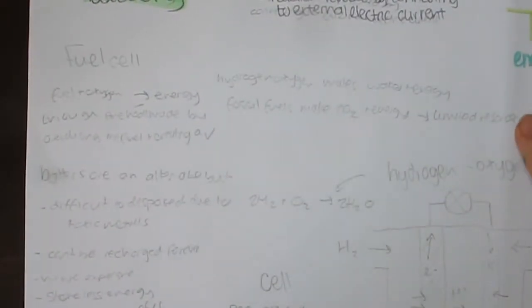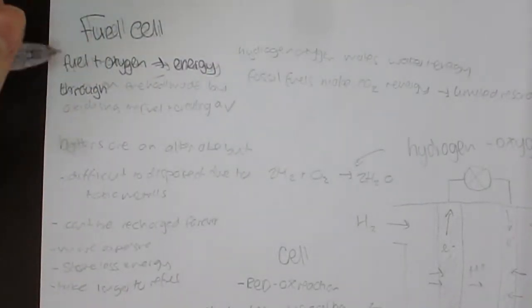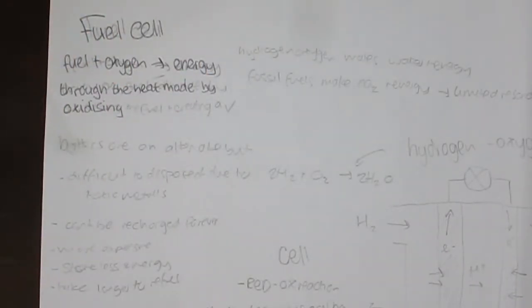A fuel cell uses fuel and oxygen to produce electrical energy through the heat made by oxidizing the fuel and creating a voltage within the cell. There are a few different types, e.g. hydrogen-oxygen fuel cells, which produce water and energy.